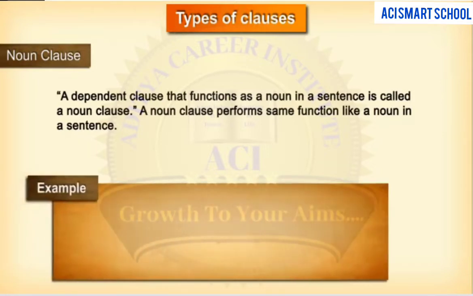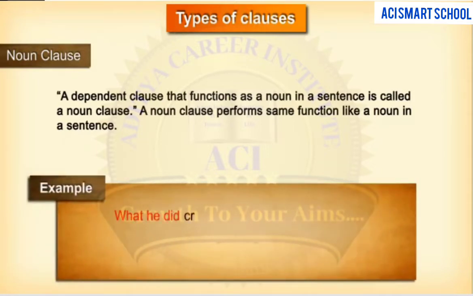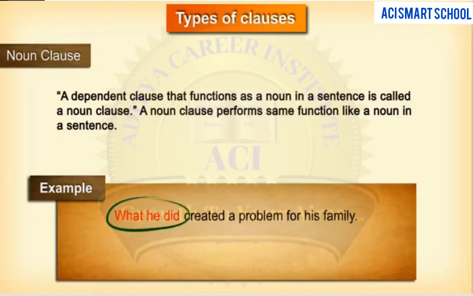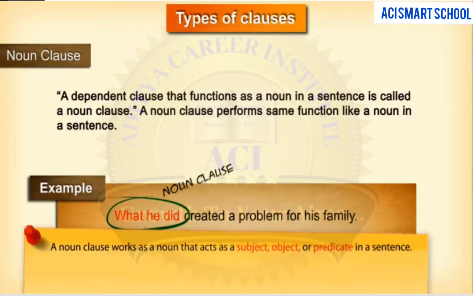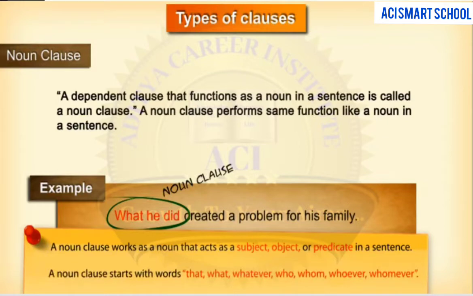For example, what he did created a problem for his family. In the above sentence, the clause what he did functions as a noun, hence it is a noun clause. A noun clause works as a noun that acts as a subject, object, or predicate in a sentence. A noun clause starts with words like that, what, whatever, who, whom, whoever, whomever.